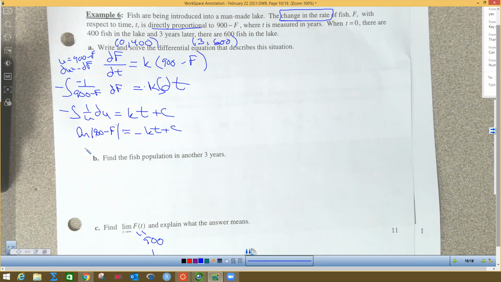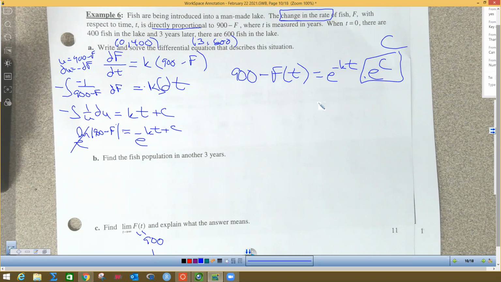Okay, so we're going to raise e to each side. So the natural log and e cancel, so I have 900 minus, and if you want to change this to F of t, because that's what the function's about, the fish with respect to time. And then this will be e to the negative kt power times e to the c power. Well, this e to the c power is just the new c. So I like putting that c in front. You don't have to, but I think it makes the problem easier. That's why I do it. You can leave it this way over here. You can even leave a negative kt plus c, but that makes solving for c harder. This makes solving for c easier.